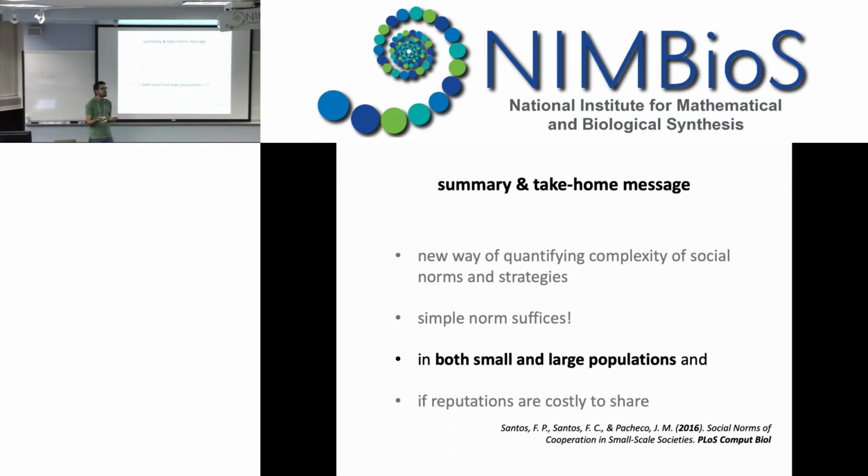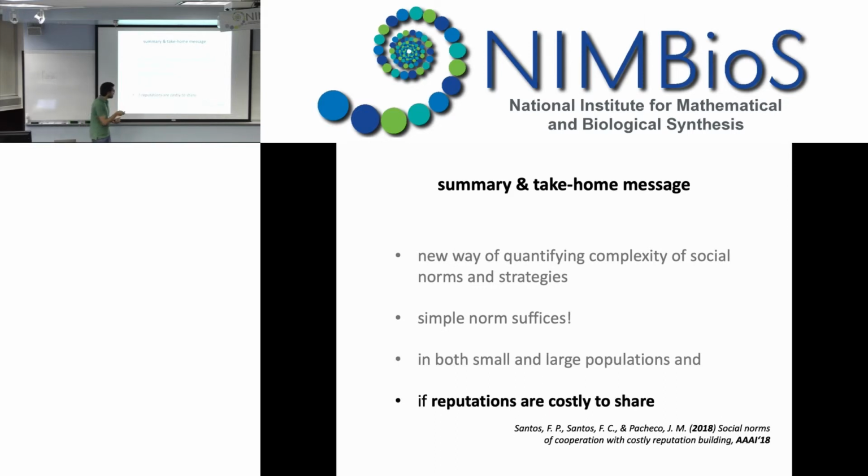A lot of works on indirect reciprocity assumed infinitely large populations. If we assume that populations are finite, then we will have stochastic effects, and the population size will have an impact on the cooperation rate under different social norms. So we can see that this norm works well both in small and in large populations, and it also works well if we assume that reputations are costly to share. So far we assumed that reputations simply exist. There's an interaction, and then reputations will be updated automatically.